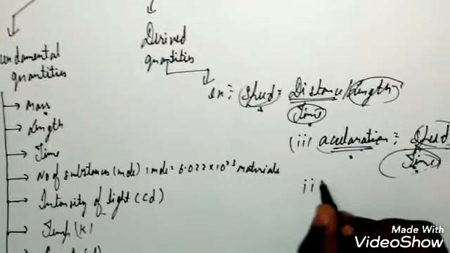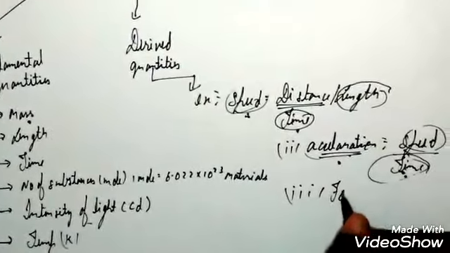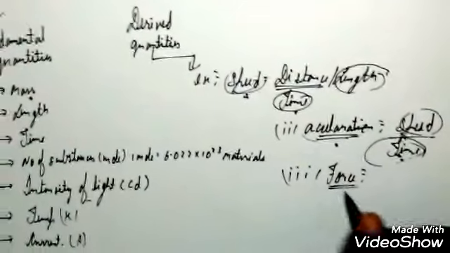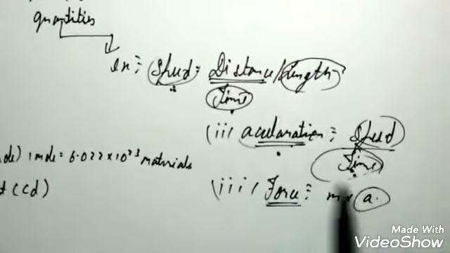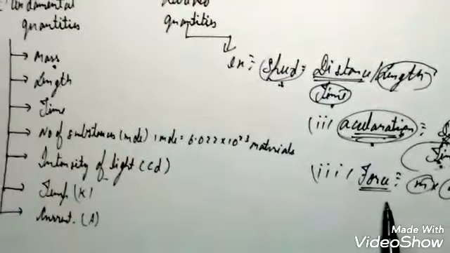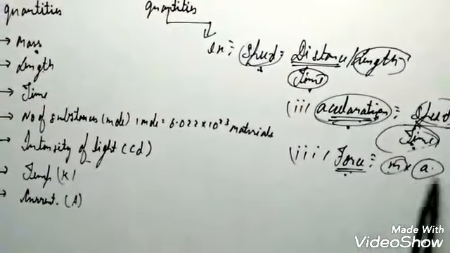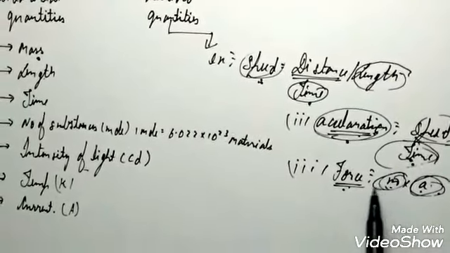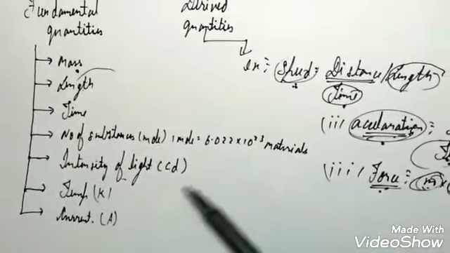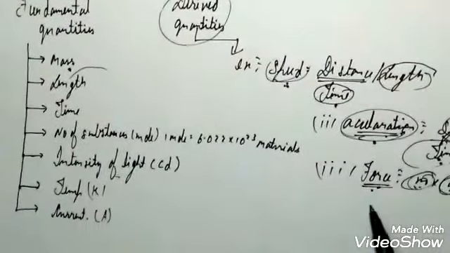Third example, force, which is a product of mass and acceleration. Acceleration is a derived quantity, mass is a fundamental quantity, and force, as it is derived from these two quantities, first one derived and second one fundamental, hence force is also a derived quantity. In physics, except these seven quantities, all the quantities come under derived quantities, as I have already told you.